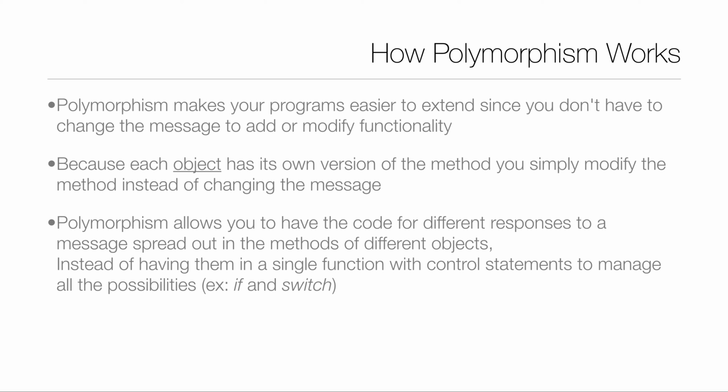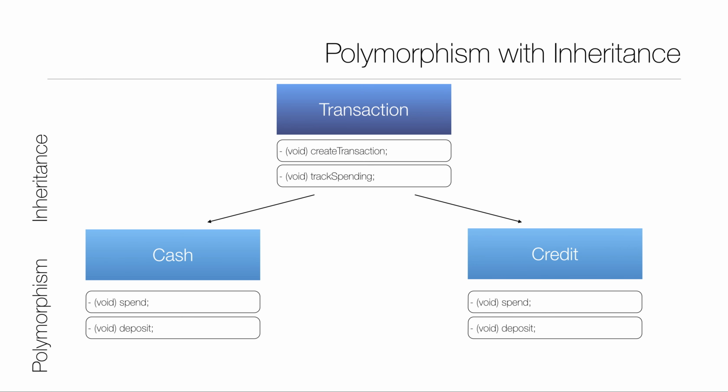Instead of having all sorts of that type of stuff, you can actually combine both inheritance and polymorphism, as you see in this slide. So we can have just one transaction object, and we can have a method like create transaction and track spending. So that's just common functionality. But then we can use inheritance to create subclasses, both cash and credit, and then we have their own methods. So we have spend and deposit on both sides. But each one will implement spend and deposit in their own unique way.